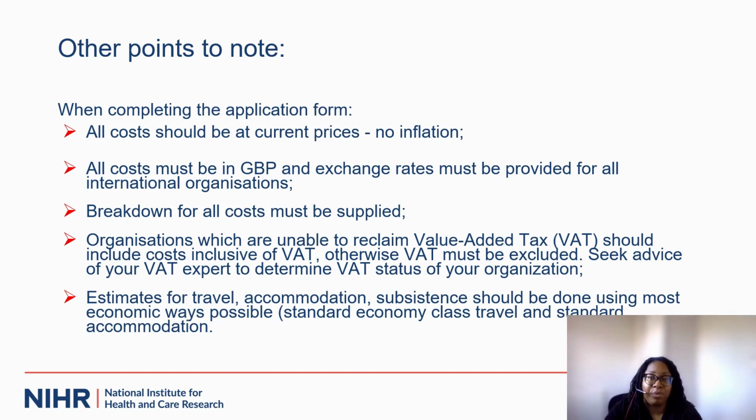Organisations which are unable to reclaim value-added tax, VAT, should include costs inclusive of VAT. Otherwise, VAT should be excluded. We'd ask that you seek advice of the financial experts within your organisation to determine your status. And then we would expect that estimates of travel, accommodation and subsistence should be done using the most economic ways possible. For instance, that'd be standard economy class travel and standard accommodation.